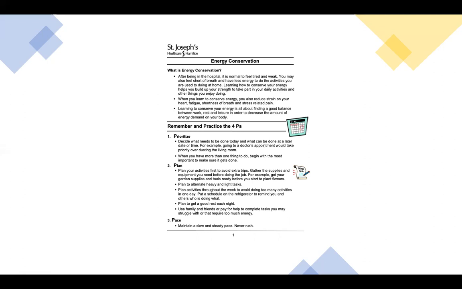I really liked this one because it talks about the 4 Ps: prioritize, plan, pace, and position. Then it goes into specific ADLs for that, so there's one for dressing, one for shopping. It breaks them down and talks about how you can do these 4 things with those specific ADLs. I really liked that, and I thought it was a good one to provide.